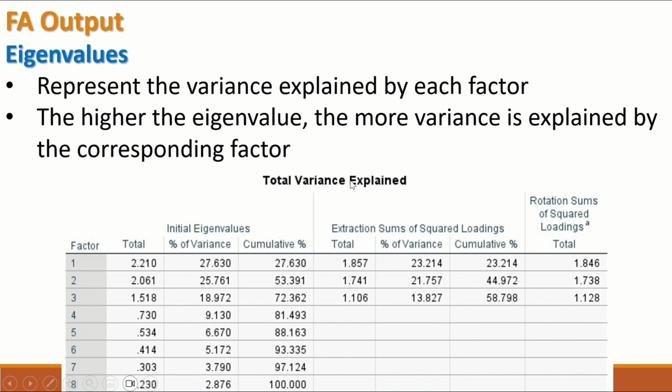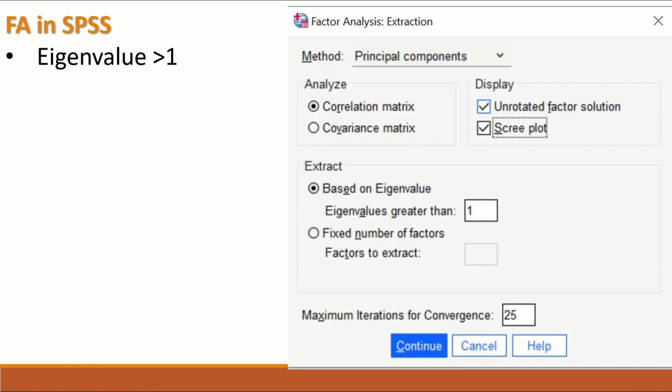This table shows the total variance explained by the factors. If we look at the initial eigenvalues, percentage of variance, we see that factor number 1 explains 27.6 of the variance, factor 2 25.7, factor 3 18.9. These 3 factors explain 72.36% of the variance. So these 8 items can be grouped into 3 factors, and those 3 factors can explain or retain 72.3% of the variance. This is a section extracted from factor analysis in SPSS.